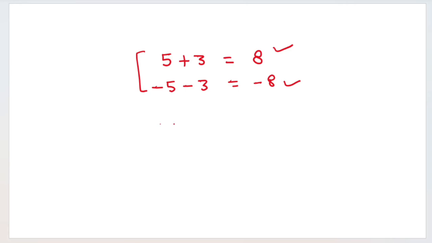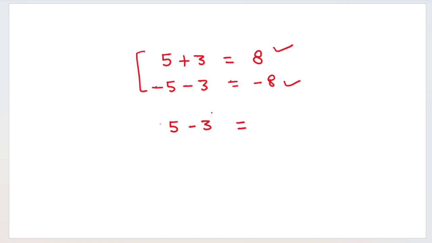I am recording this video for the students who struggle with mathematical signs, that is negative and positive. If there is plus 5 and plus 3, then after adding we will get plus 8. And if there is negative 5 and negative 3, we will get negative 8. Now suppose one number is positive and another is negative, like 5 minus 3.